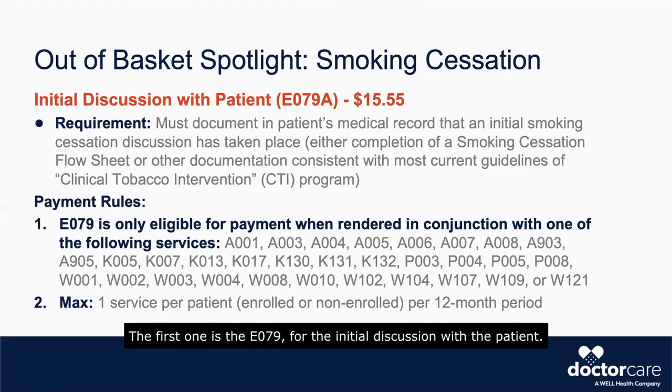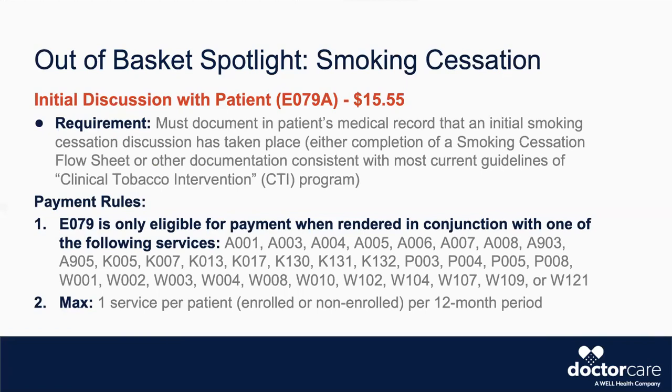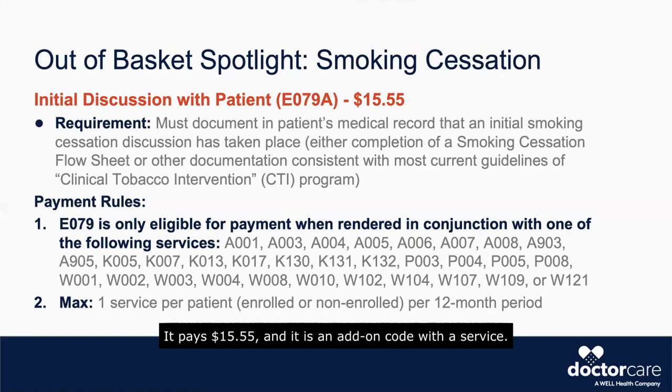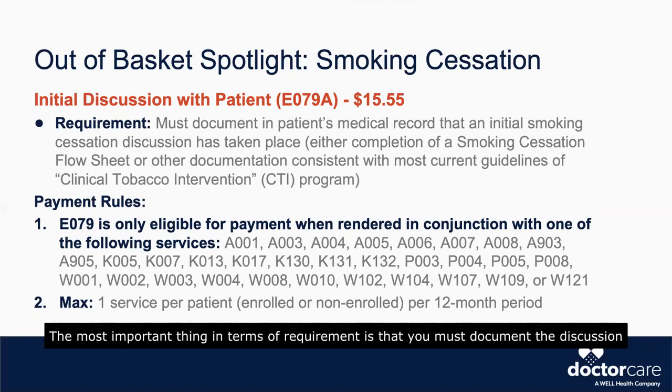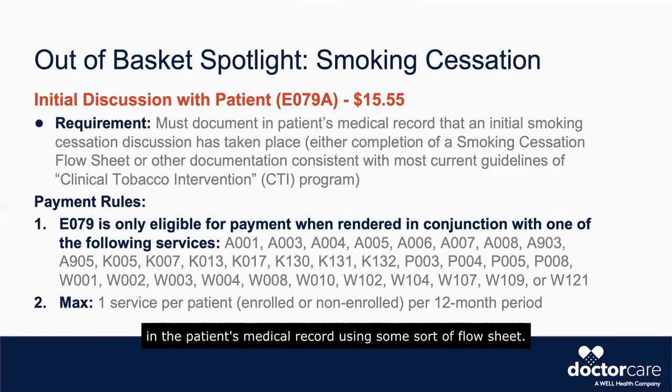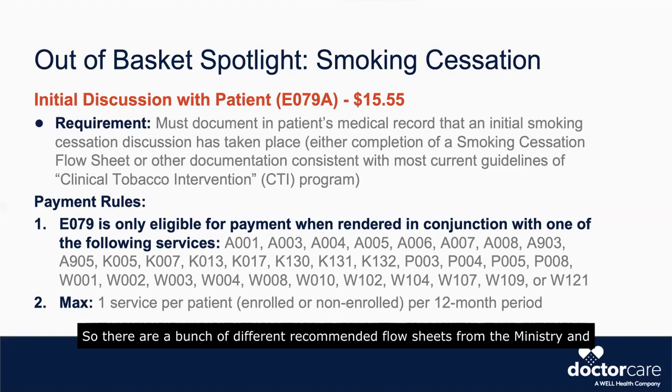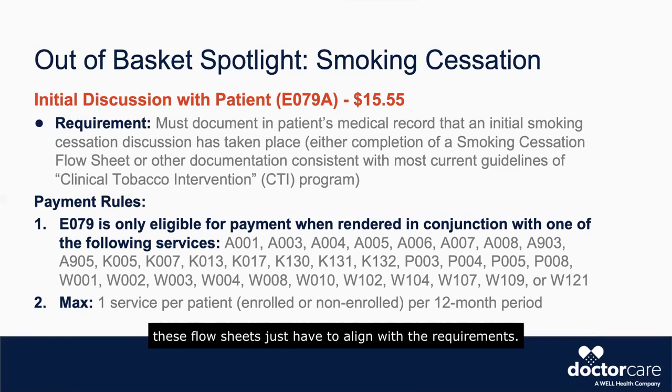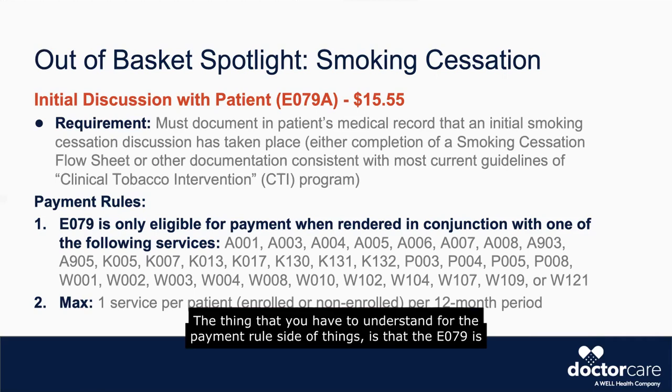The first one is the E079 for the initial discussion with the patient. It pays $15.55, and it is an add-on code with a service. The most important thing in terms of requirement is that you must document the discussion in the patient's medical record using some sort of flow sheet. So there are a bunch of different recommended flow sheets from the ministry, and these flow sheets just have to align with the requirements.